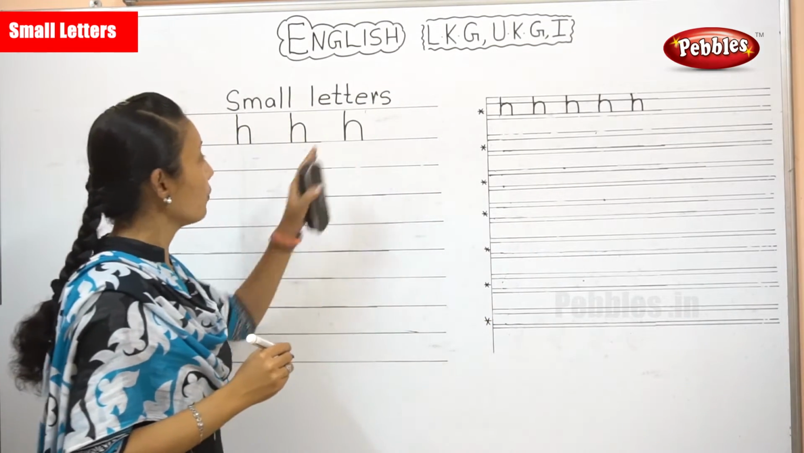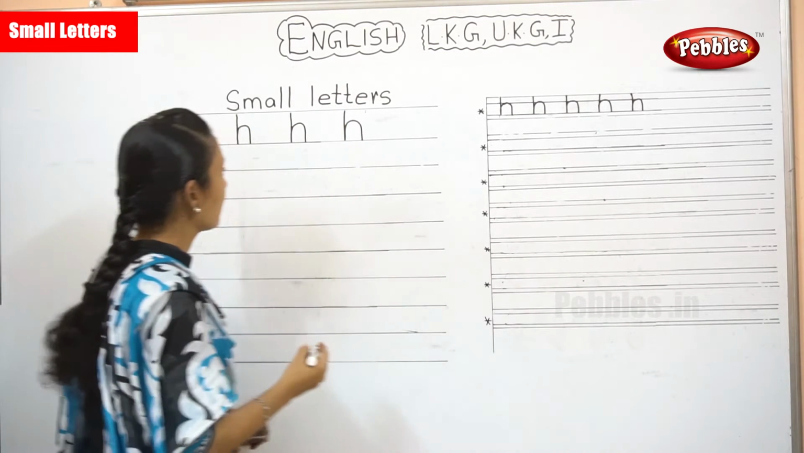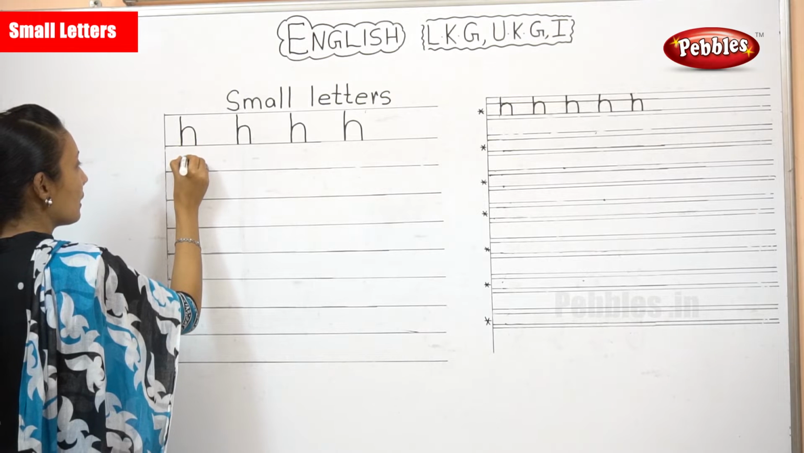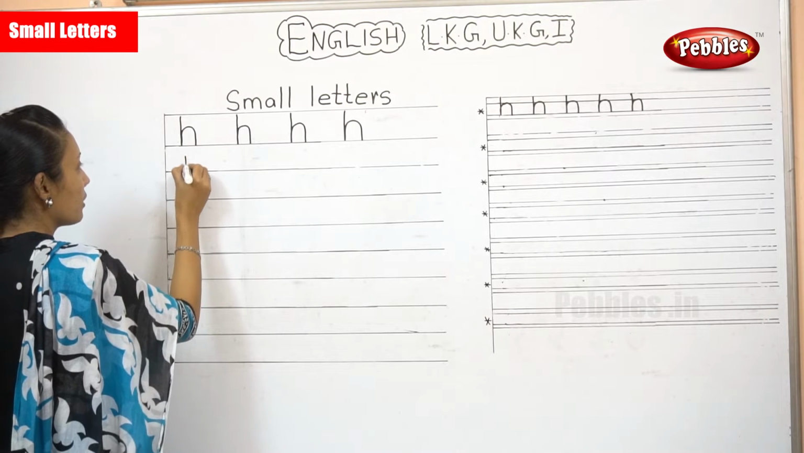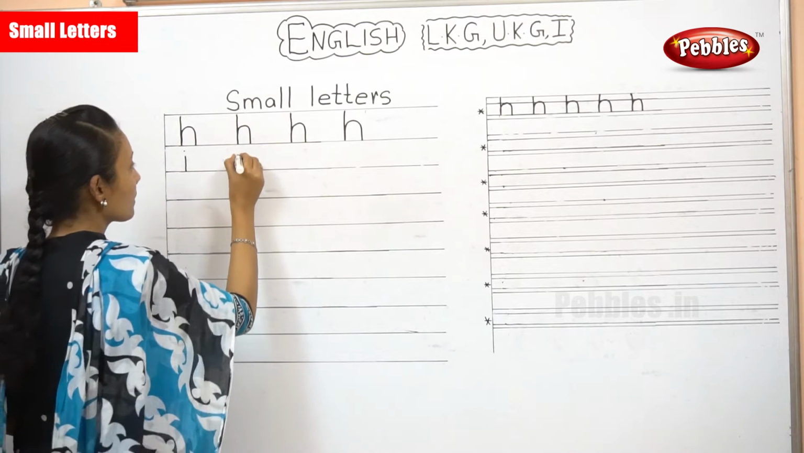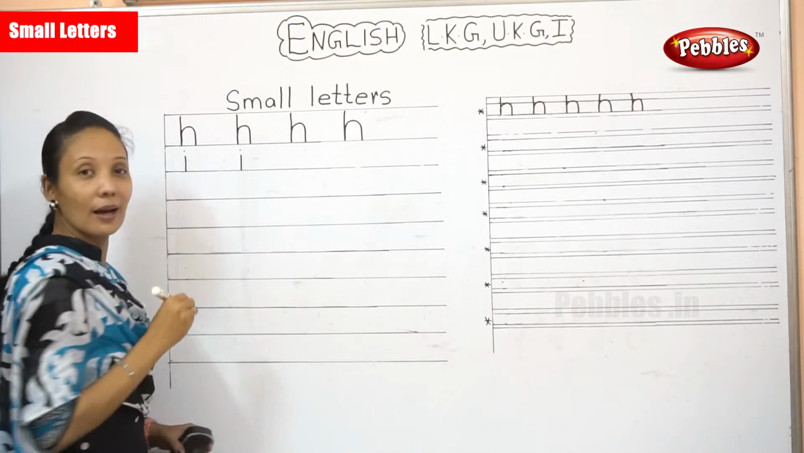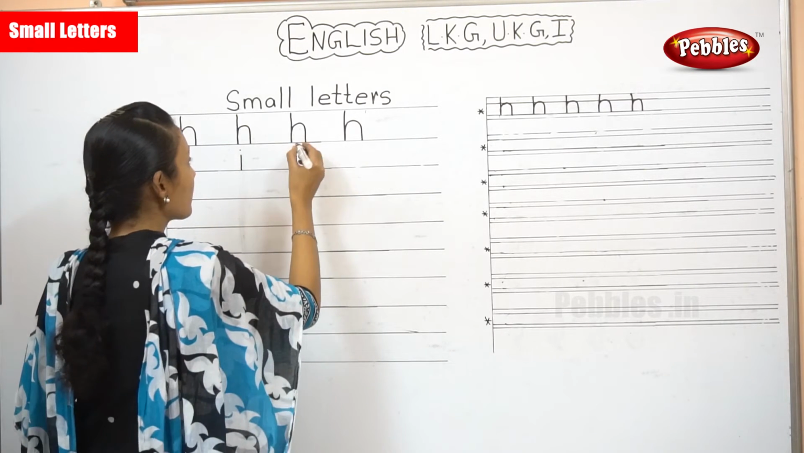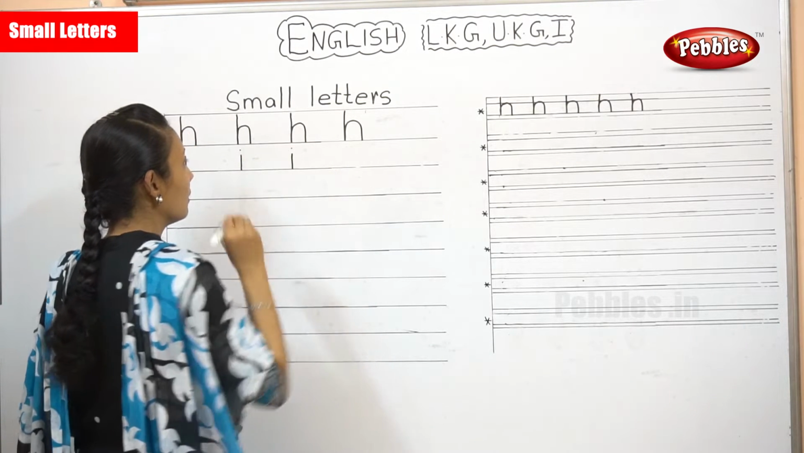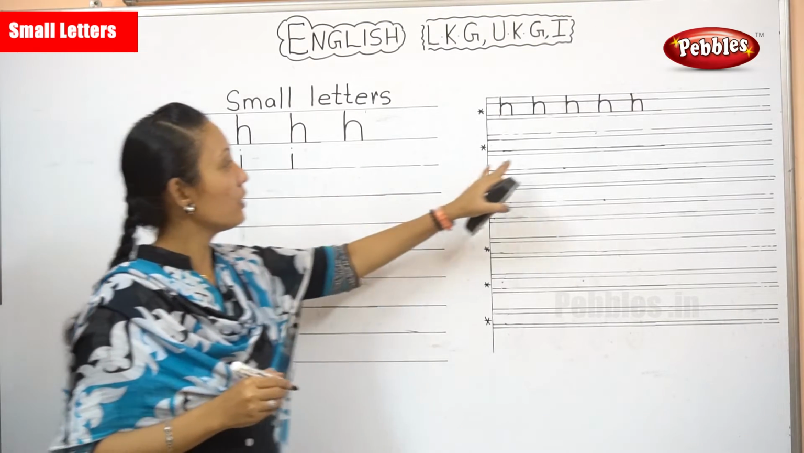Okay, now after H, what's your next alphabet? Yes, small i. A small standing line and a dot. This is called i. A small standing line and a dot, this is i. Now shall we see how to write the i in your 4 line?